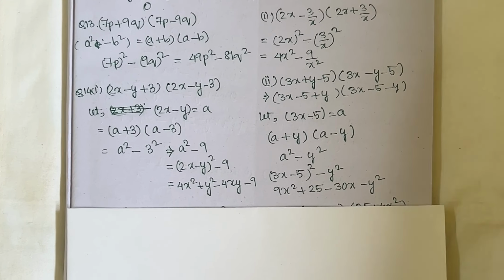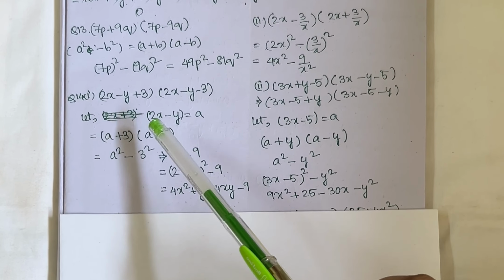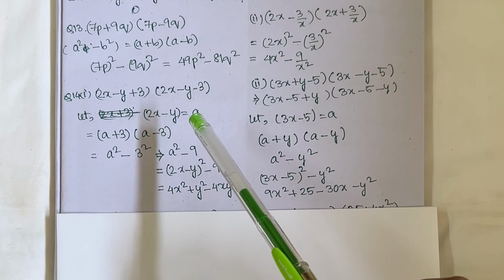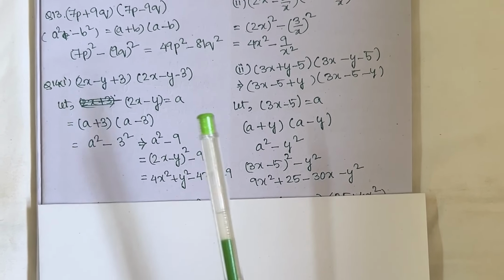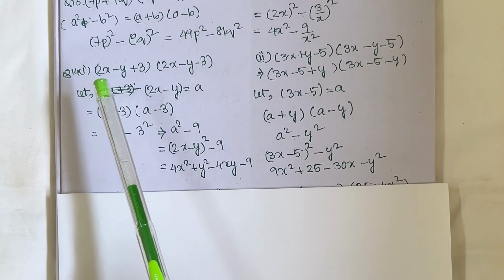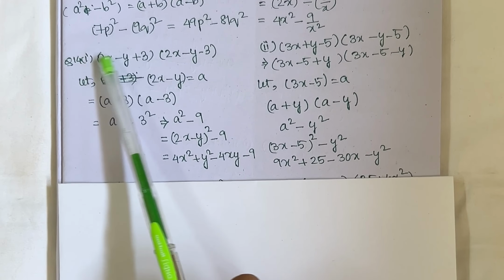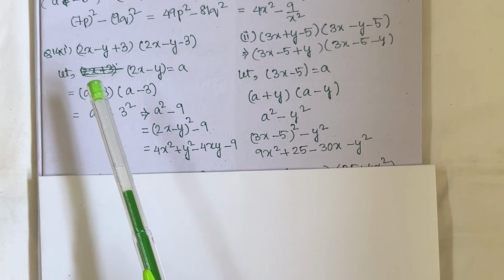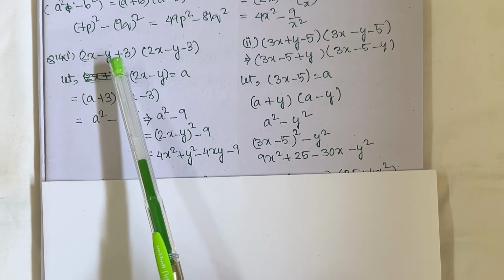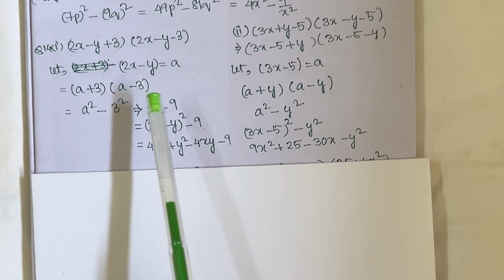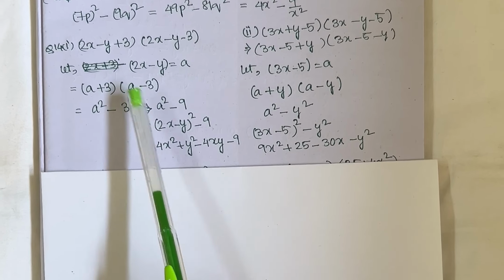For 14 part 1, the sum is (2x minus y plus 3) into (2x minus y minus 3). Now you have to be very alert here. In both the cases we have to take a common, that is the same here and here. A pair you need to take, that is 2x minus y, because 2x minus y is here also and here also. So we take it as a. Now we are left with a plus 3 and a minus 3.